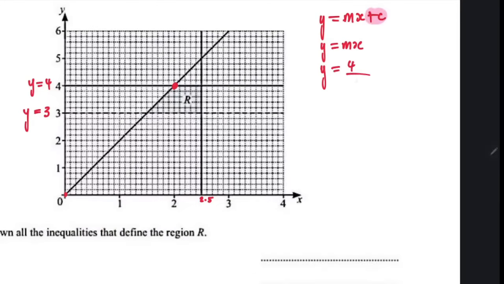Then divided by steps in the y. Then you divide by steps in the x. How many steps did we move in the x? From 0 to 2. 2 steps. So it's 4 over 2x. So you end up being y is equal to 2x. So this is the graph y equal to 2x.